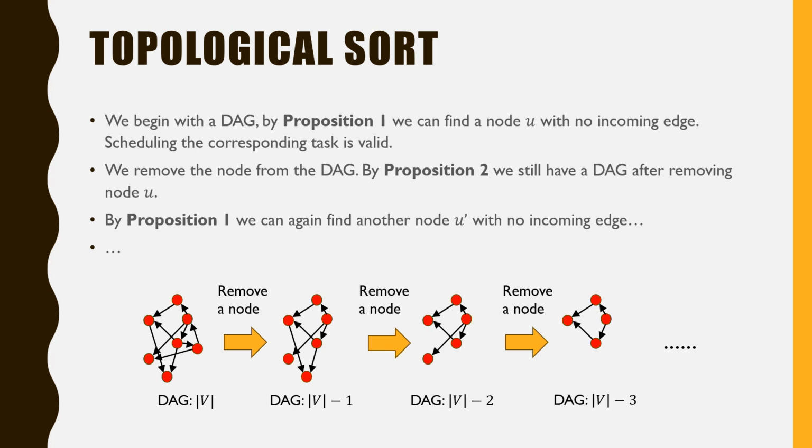Since the new graph remains a DAG, proposition 1 guarantees that there exists at least one more node, U prime, with no incoming edges. And we can repeat the same process for U prime. Perform the task, remove U prime, and continue. This continues until the DAG becomes empty, meaning all tasks have been completed in a valid order.